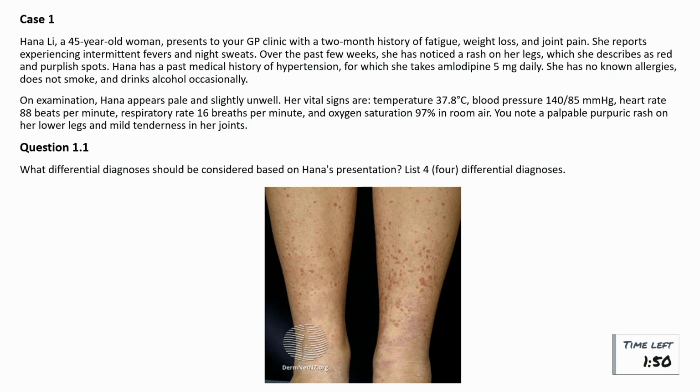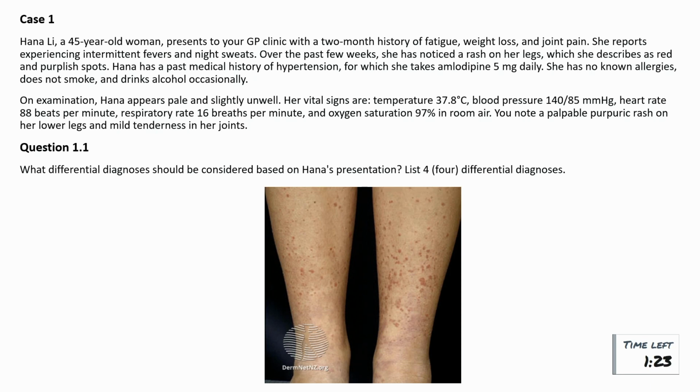Hannah Lee, a 45-year-old woman, presents to your GP clinic with a 2-month history of fatigue, weight loss and joint pain. She reports experiencing intermittent fevers and night sweats. Over the past few weeks, she's noticed a rash on her legs, which she describes as red and purplish spots. Hannah has a past medical history of hypertension, for which she takes amlodipine 5mg daily. She has no known allergies, does not smoke, and drinks occasional alcohol.